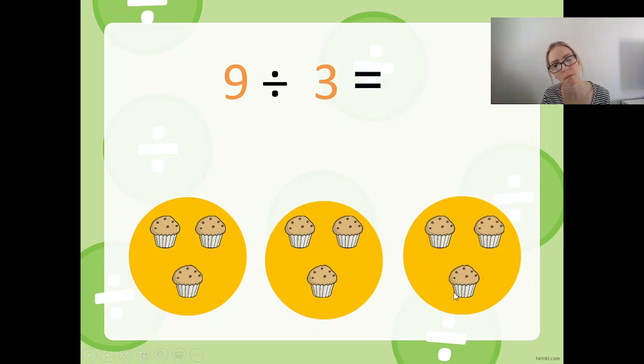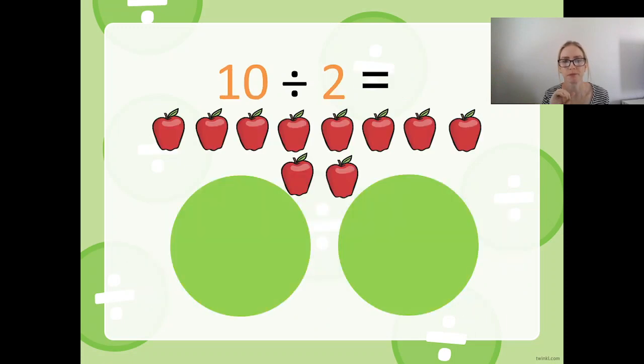So if we're writing that as a sum, you know, boys and girls, that we start with our number that we had all together. So we had 9 cupcakes all together, and we shared it. That's what this symbol means. Divide: 9 shared between the 3 plates equals how many each? 3. Well done. I hope you got that one right. Okay, let's look at the next one.